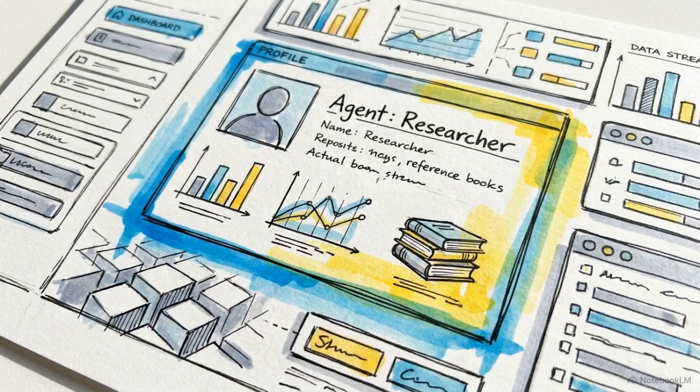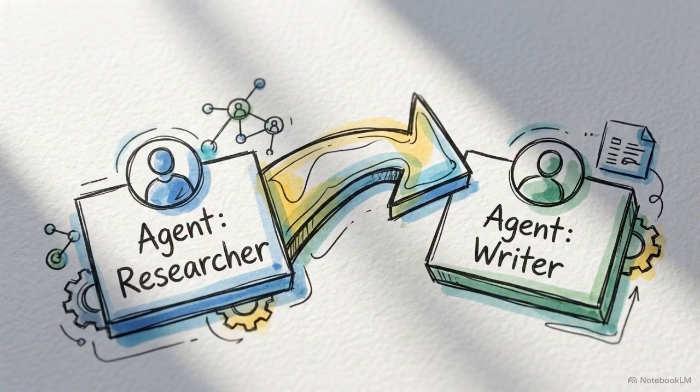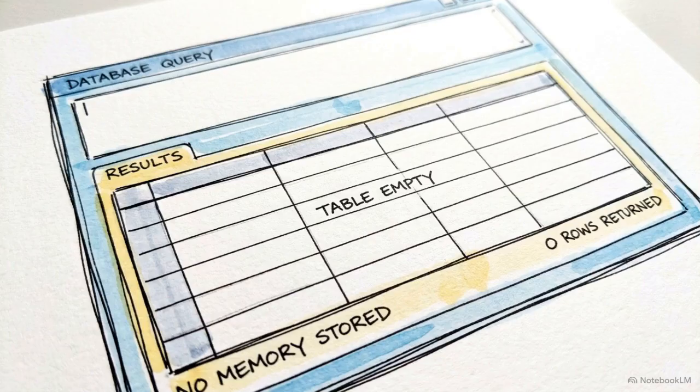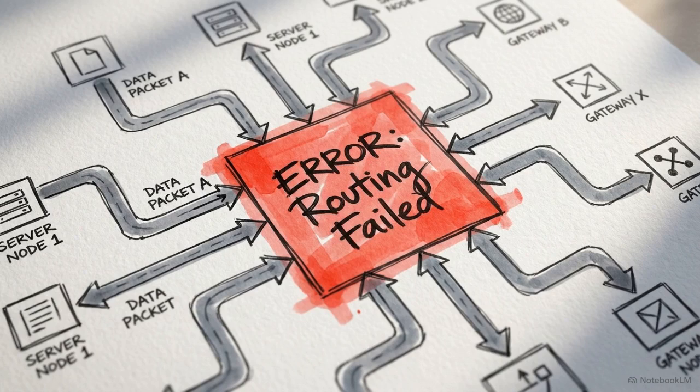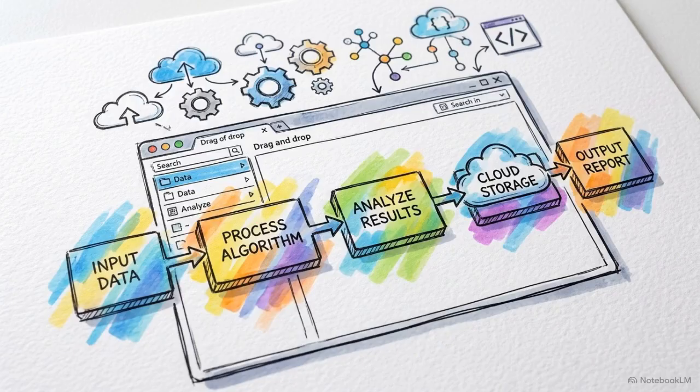CrewAI offers an alternative structure. Instead of mapping abstract nodes, you define agents as roles, assigning a researcher to gather data and a writer to draft the report, and the framework handles the pipeline between them. The limitation of CrewAI is its memory. It lacks built-in persistent storage for context across separate runs, and it often struggles to route tasks when workflows require complex, nonlinear branching.